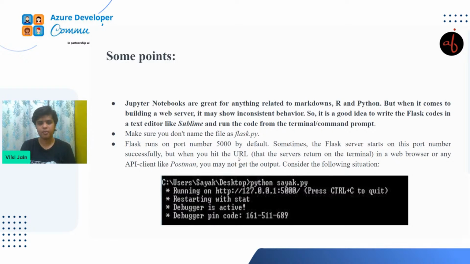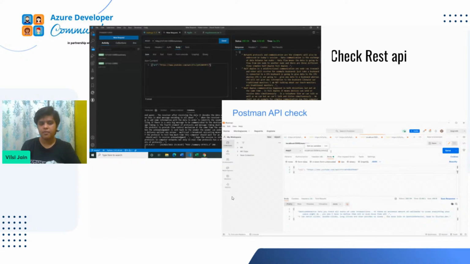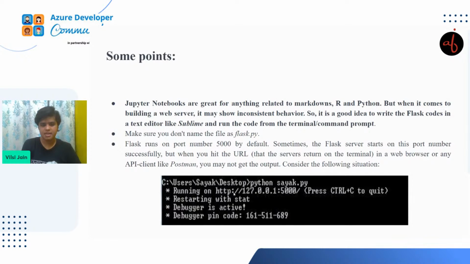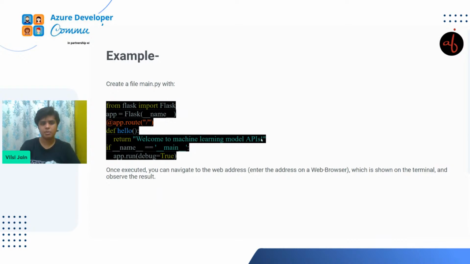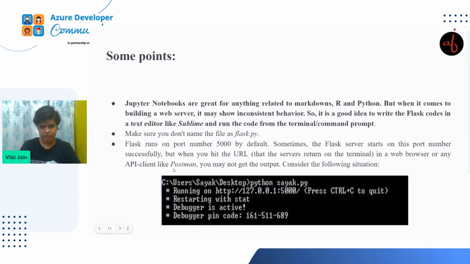How to check that: what I was saying is that you will get a REST API. So this is the REST API. Here we just have HTTP, not HTTPS, because it's in the local system. We get that IP, and if we copy this and put it in our browser and click enter, you will be getting the same result: Welcome to the machine learning model APIs, right?